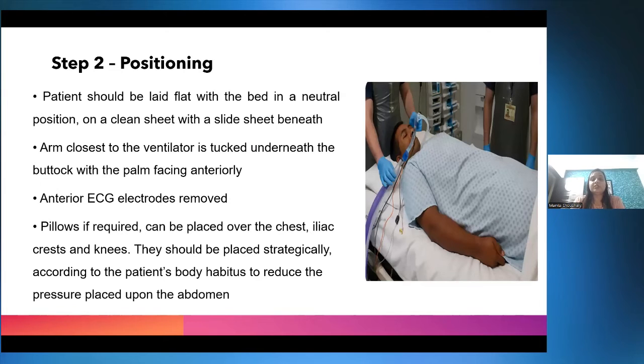Coming to positioning, that is our step 2, the patient should be laid flat with the bed in neutral position on a clean sheet with a side sheet beneath. The arm closest to the ventilator is tucked underneath the buttock with the palm facing anteriorly as shown in the image. This will help in turning the patient to prone position. Anterior ECG electrodes need to be removed. Pillows can be placed over the chest, iliac crest and knees. These should be placed strategically according to patient body habitus to reduce the pressure placed on the abdomen.